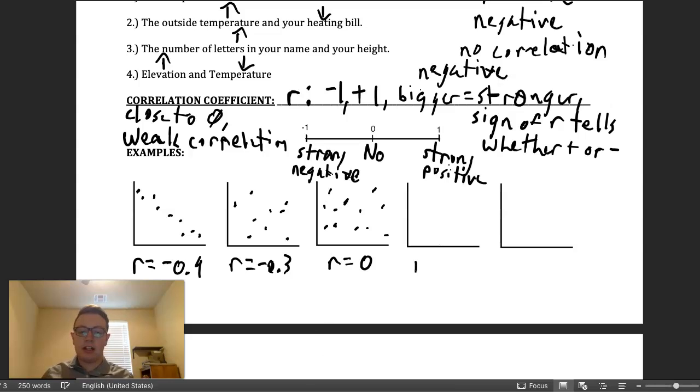Then as we continue onward, if we get something like R is 0.2, it's still weak, but this time our sign is positive, so our correlation is vaguely positive. It's not really a line. We can almost think that it might be going up. And if we get close to 1 again, let's say R is 0.8, then this is close to 1, so it's strong and positive. So we expect to see pretty close to a line there.